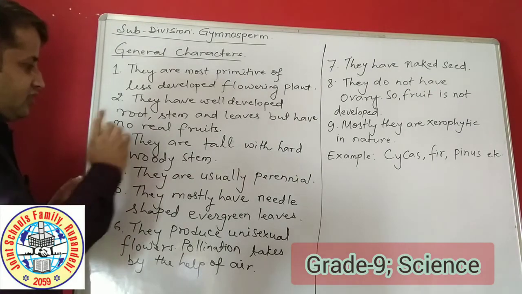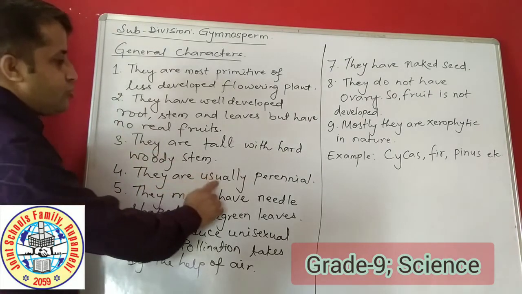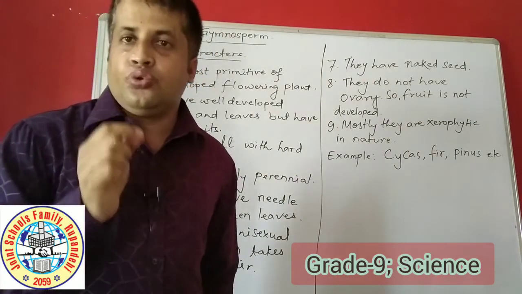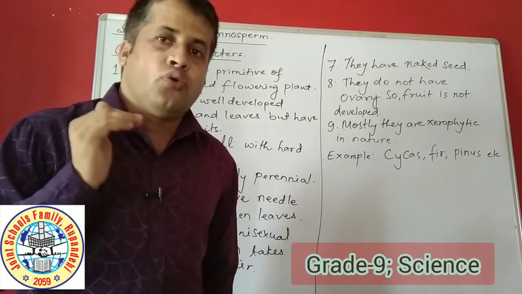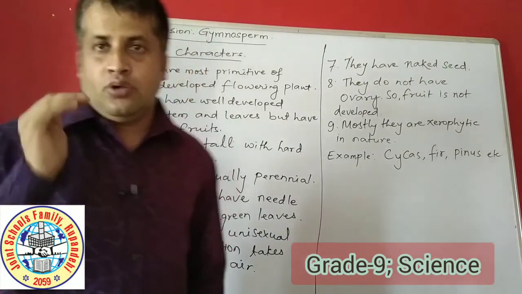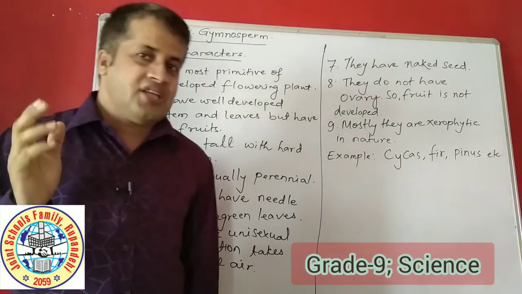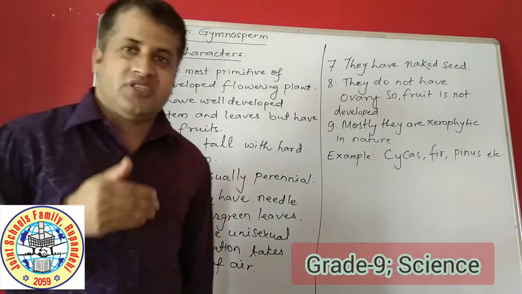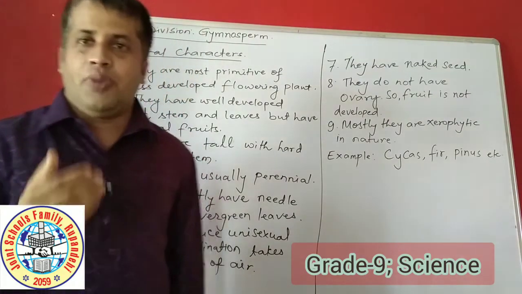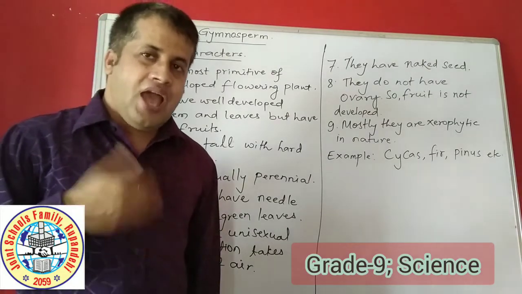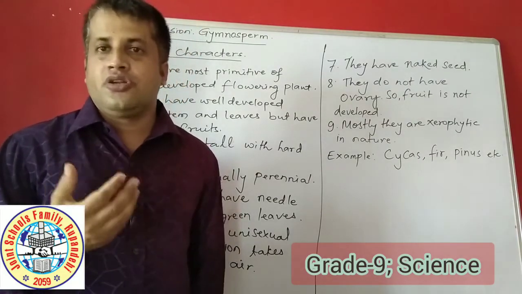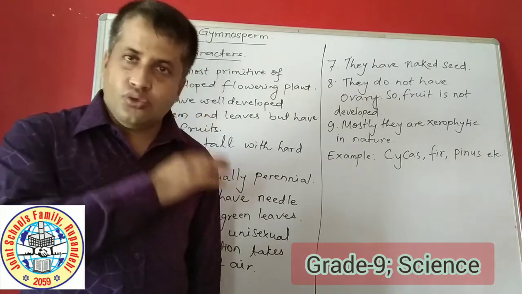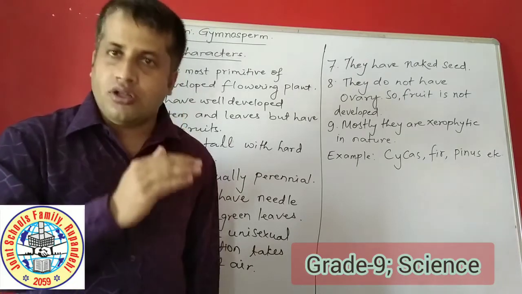Another characteristic is that they are usually perennial. The term perennial is related to those plants which live for many seasons. As in lower classes you may have studied about the annual plant which lives for only one season, the biennial plant which lives for 2 seasons, and the perennial plant, which lives for many seasons. So the perennial plant belongs to this subdivision also.